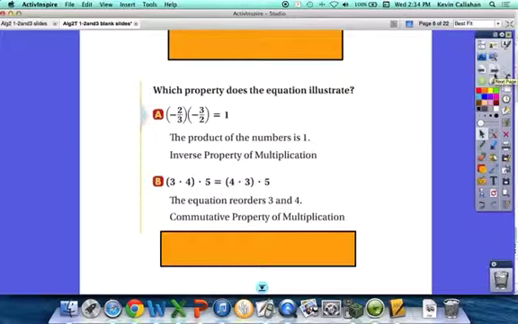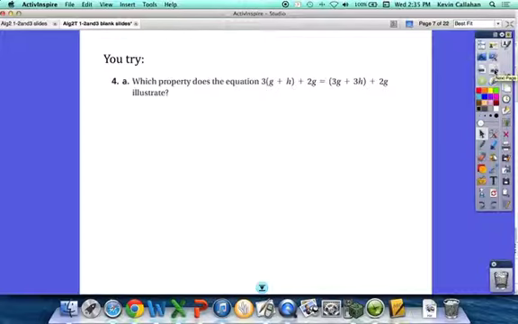Yes? No? We ready? Again, these are in your book. They're just copied straight out of your book. Which property are we using here? How many say distributive? Okay, so it looks like we've got 3 times G and 3 times H, 3G plus 3H, distributive.